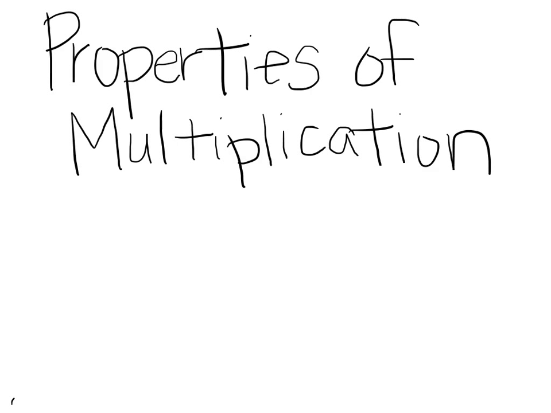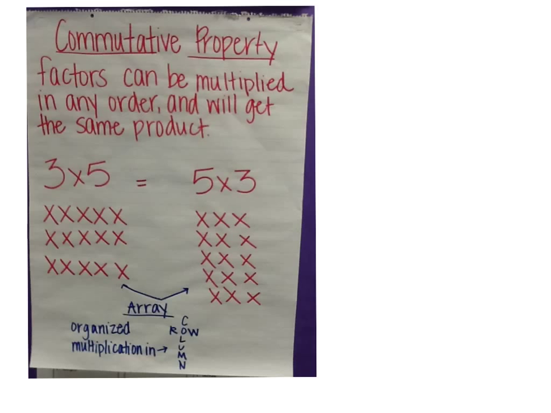Properties of multiplication. We are going to be talking about the different properties today. This week in math, we're talking about the commutative property. Factors can be multiplied in any order and will get the same product.